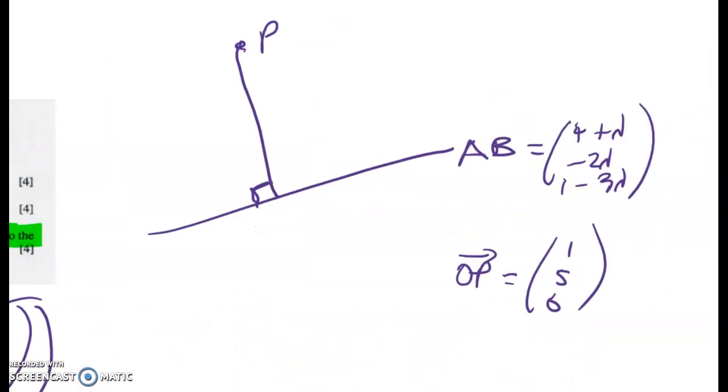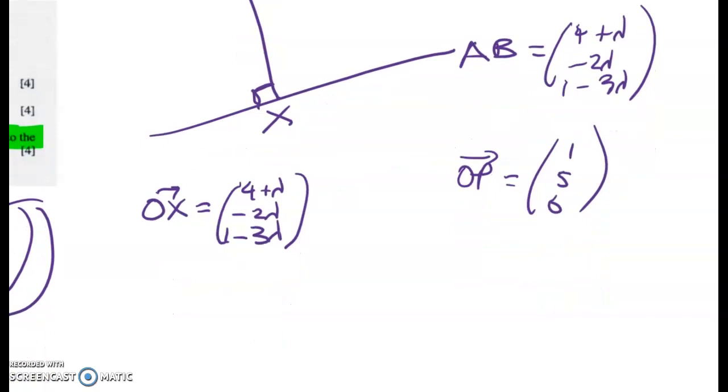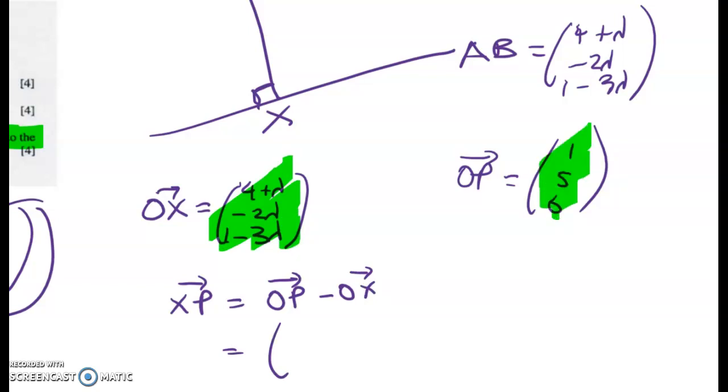And we're trying to show that that length from P to this point here, which I'm going to call X, has length of root 3. So what we can do is we're going to say, what is the position vector of X? Well, OX is a point on that line, so its position vector is this. And that means that we know what XP is. So XP is OP minus OX.